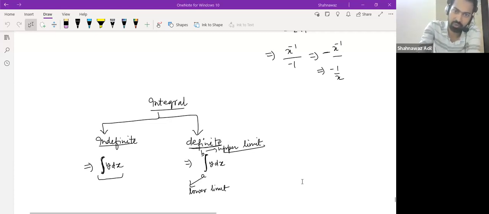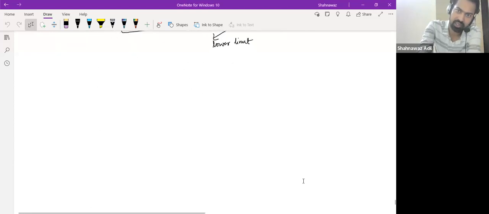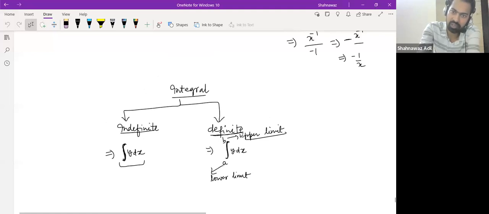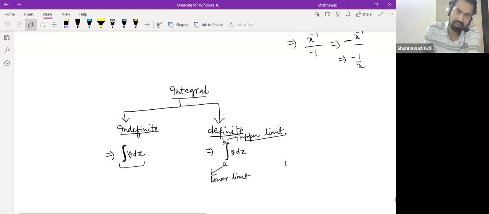It is of two kinds, right? Whenever I place some limits, then it is called the definite integral. And whenever you don't have any limits, that is called the indefinite integral, right? So let us take an example. Let's say that I have an algebraic function. I talked in the previous class that whenever I have an algebraic function, right?